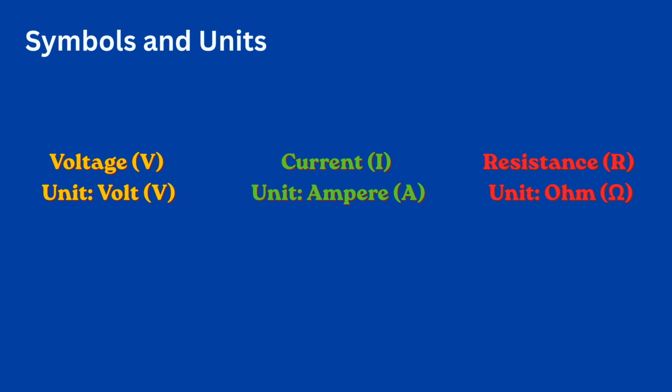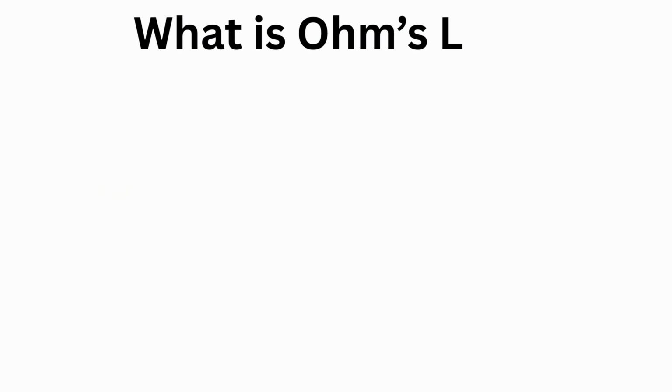Now that you understand the concept, let's quickly look at the symbols and units we will use. In Ohm's law, we use three main quantities. Voltage is represented by V and its unit is volt. Current is represented by capital I and its unit is ampere. Resistance is represented by R and its unit is ohm. So now that we know the symbols and their units, let's understand what Ohm's law is.